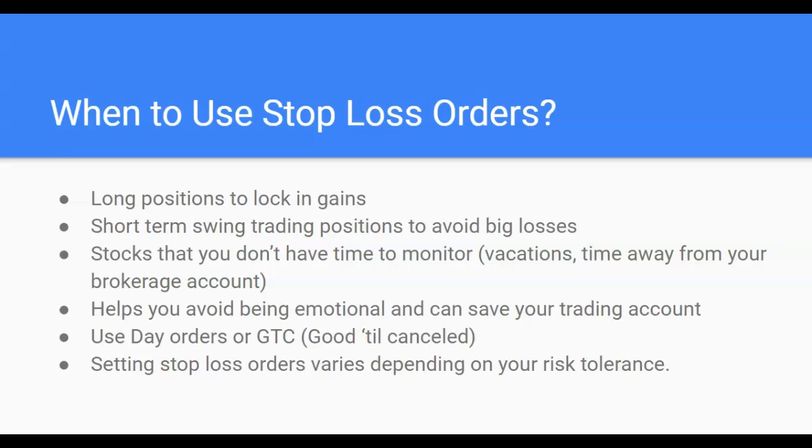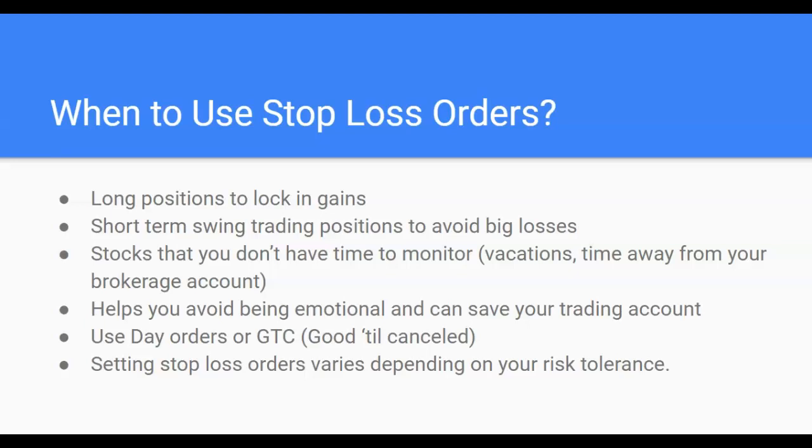This is also important on stocks that you don't have time to monitor. So for vacations, time away from your brokerage account, let's say you're taking a vacation to a different country or you're going to be on the beach or something like that, you really need to use a stop loss order because you don't want to come home from your vacation and find out that you lost a ton of money in your brokerage account. Or anytime you're going to be away from your account.